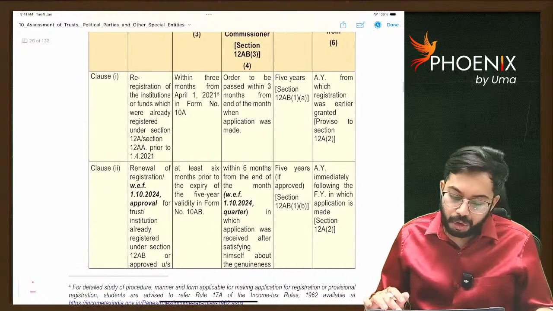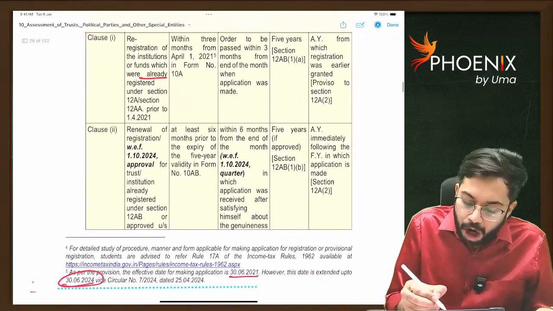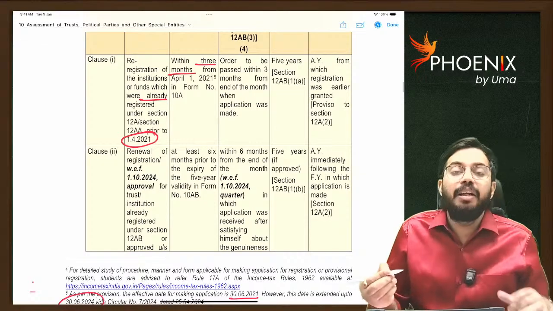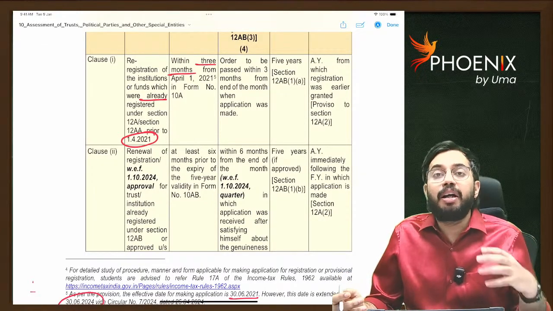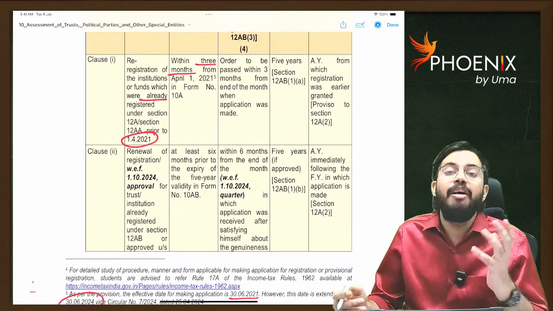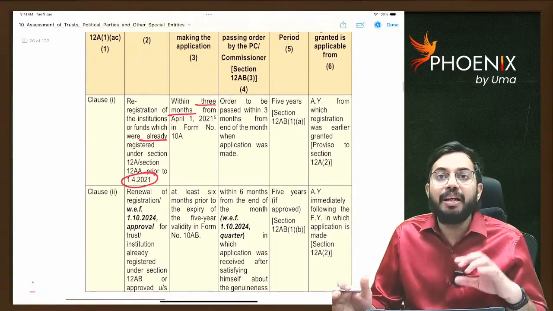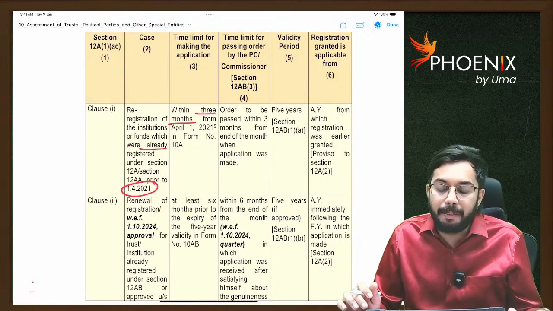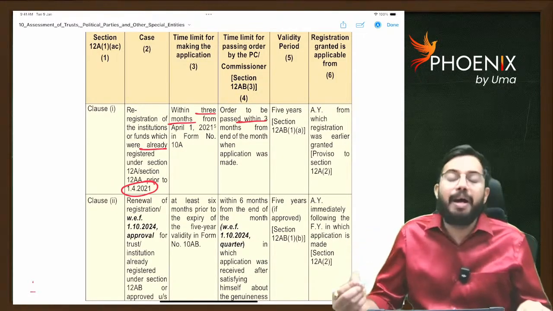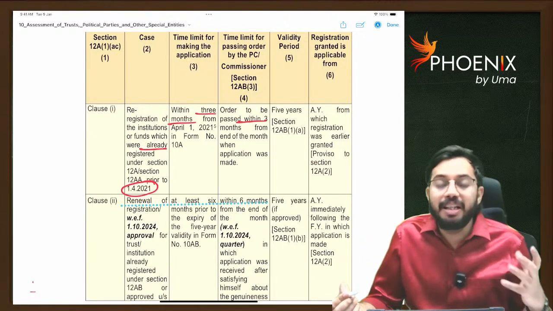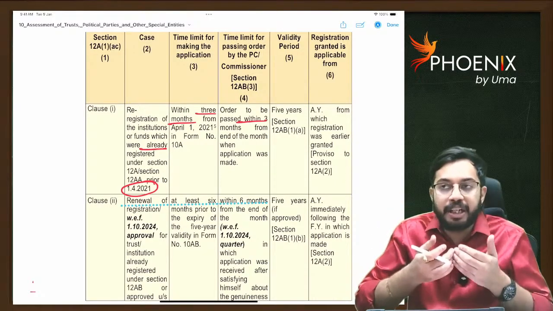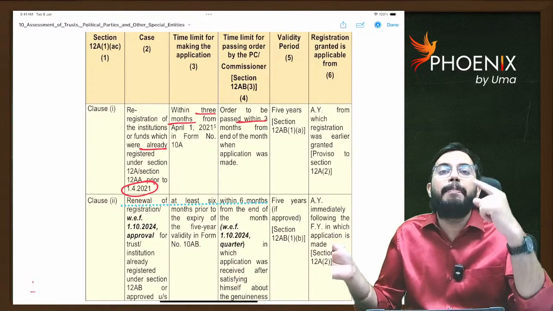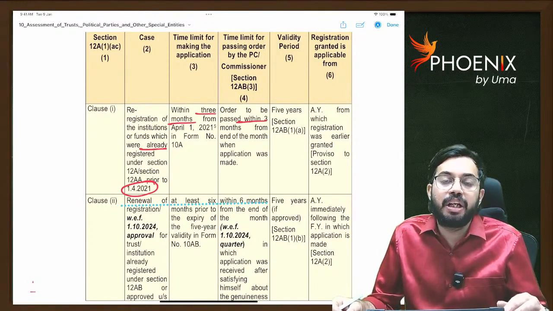So those who want to migrate, those who are already registered as on 1st April 2021, within 3 months they need to make an application to the Commissioner or Principal Commissioner for migration to 12AB. Then the Commissioner will pass the order for registration under section 12AB within 3 months from the end of the month in which the application was received. So the month in which the application is received by the Commissioner, he will ignore that month. Within the next 3 months, he will pass the order for registration under section 12AB.